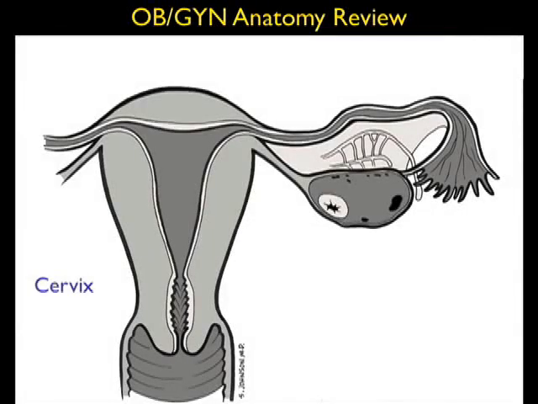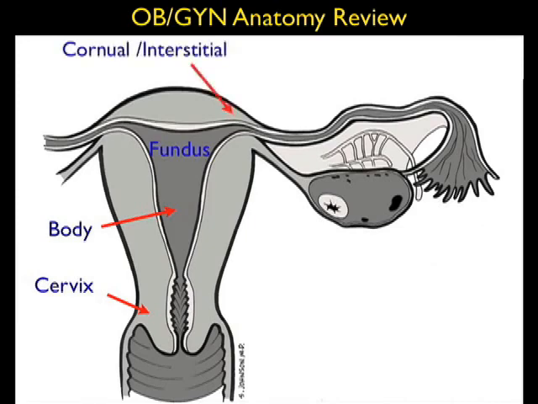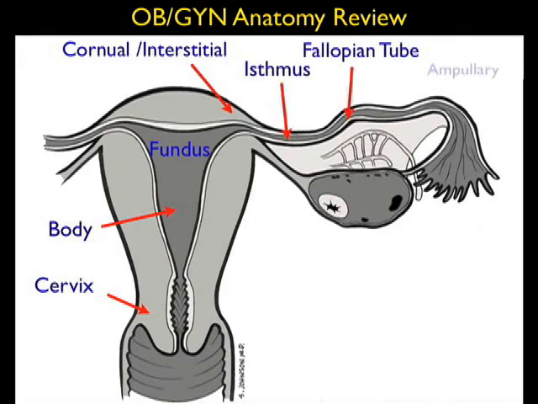Let's begin by reviewing the OB/GYN anatomy that we'll need to know to perform bedside ultrasound of the uterus and the adnexa. We'll begin by locating the lower cervical region of the uterus, the portion above that, the body, and the fundal region of the uterus above the body, which is where we define an intrauterine pregnancy to be located. Notice the interstitial region of the uterus, that region of the uterus that abuts the fallopian tube. In a cornual uterus, this is known as the cornual region.